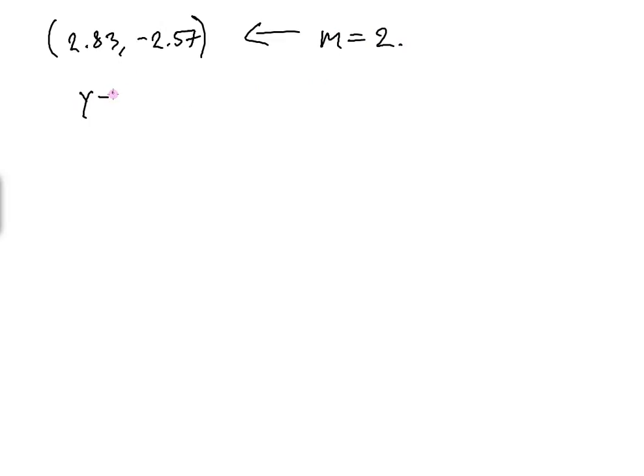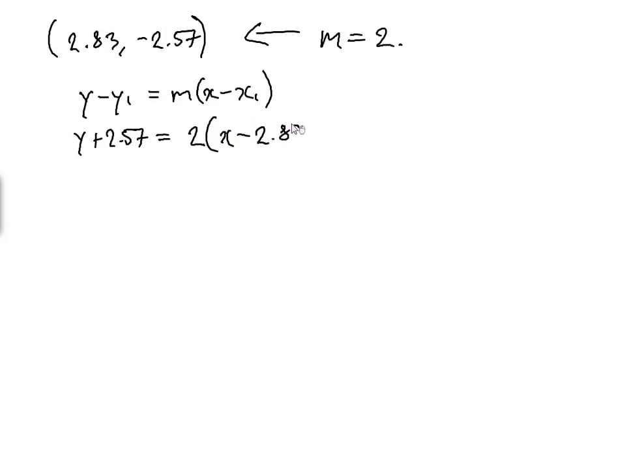So y minus y1 is equal to m times x minus x1. What do we get? We get y plus 2.57 is equal to 2 times x minus 2.83. You guys obviously would be using unrounded numbers, but because I don't have the aid of a calculator with me, what am I going to get? I'm going to get y is equal to 2x minus 2 times 2.83 minus 2.57.